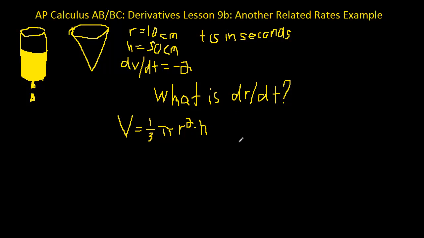So what we have to recognize is that if a certain amount of water or whatever substance drains out of this cone, for example, if our original radius is 10 and the original height is 50, then the ratio of the radius to the height will never change. It'll always be 10 centimeters to 50, or 1 to 5. R over H equals 1 over 5.